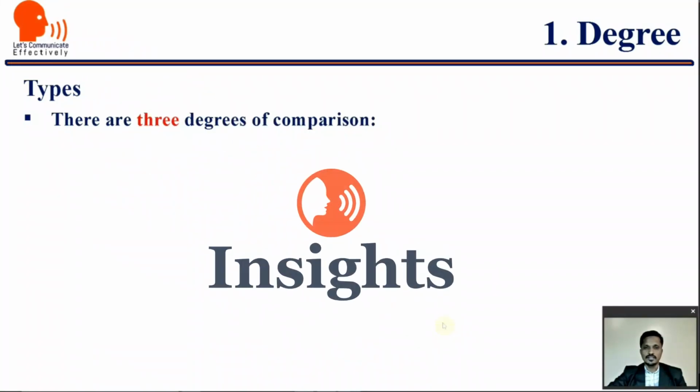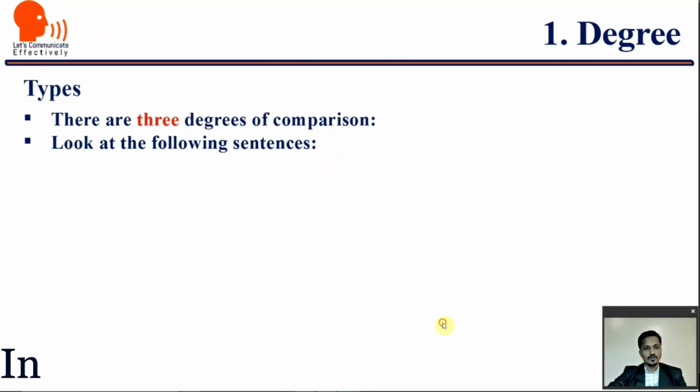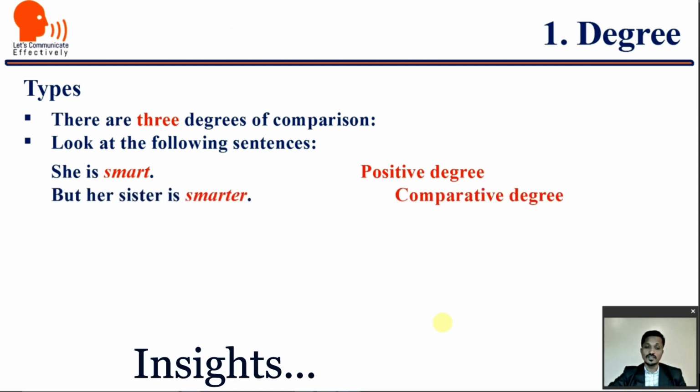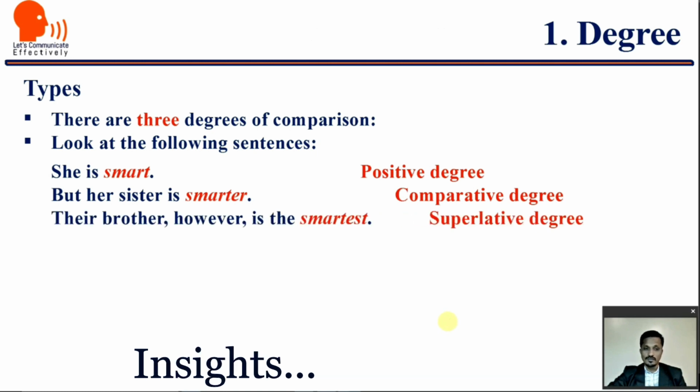There are 3 degrees of comparison. Look at the following sentences. She is smart. It's a positive degree. But her sister is smarter. It's a comparative degree. However, their brother is the smartest.